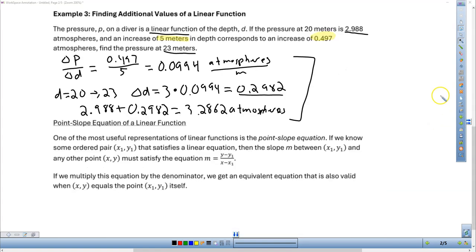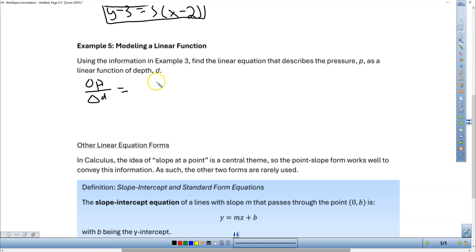And if we go back to this example, you can see we already found the slope. The slope was found right here. We calculated this at 0.0994 atmospheres. So this is our slope right here. So let's go ahead and use that. And we're going to go ahead and put in here 0.0994. Okay, so that is, of course, our m. Here, that's our slope. And all we need to do then is to find a point. Well, we had a point that was given to us, and we can go ahead and plug it in.